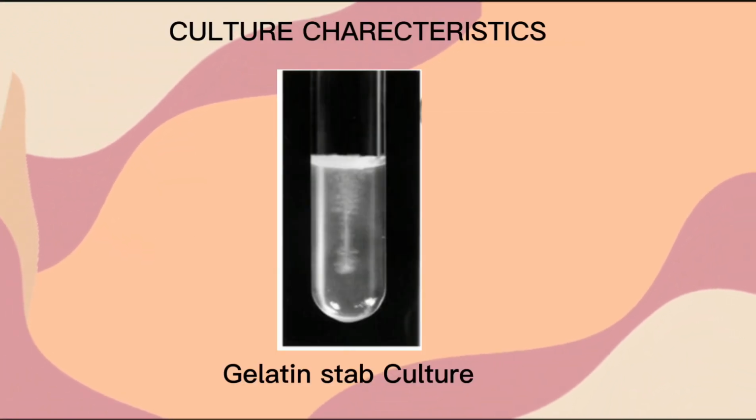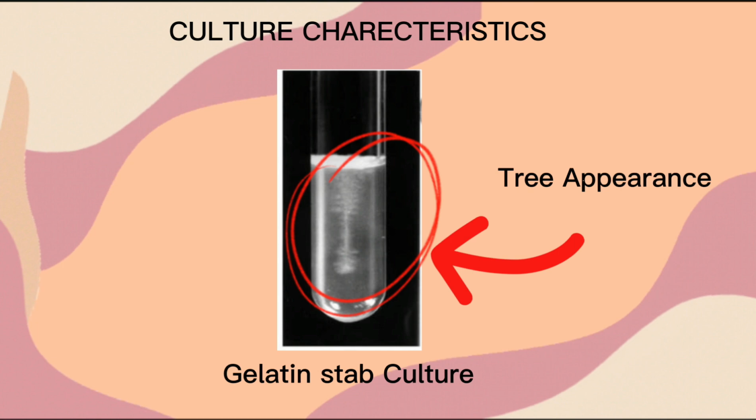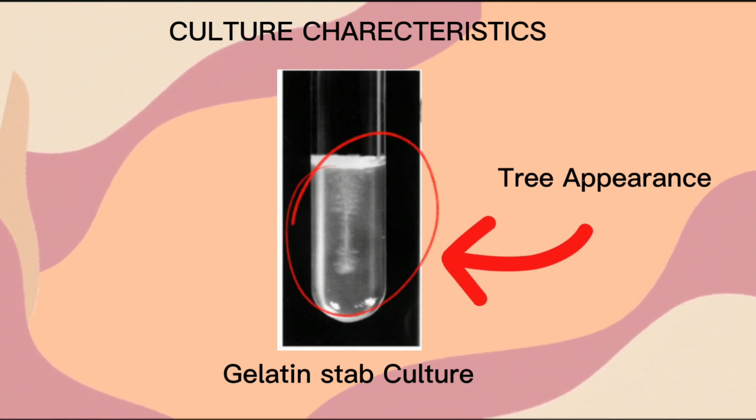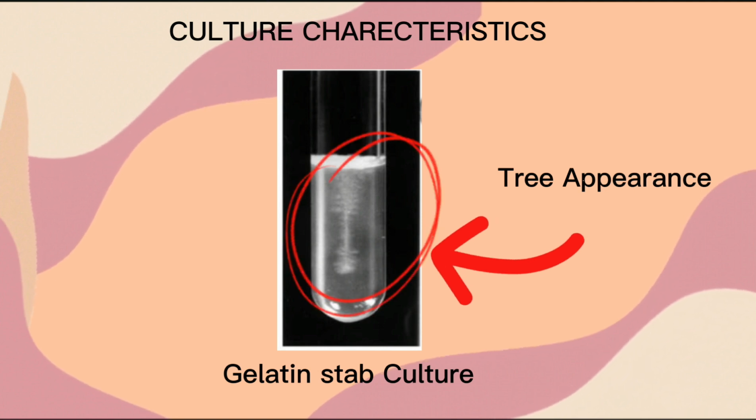In a gelatin stab culture, there is growth down the stab line with lateral spikes that are longest near the surface, giving an inverted fir tree appearance, with slow liquefaction commencing from the top.